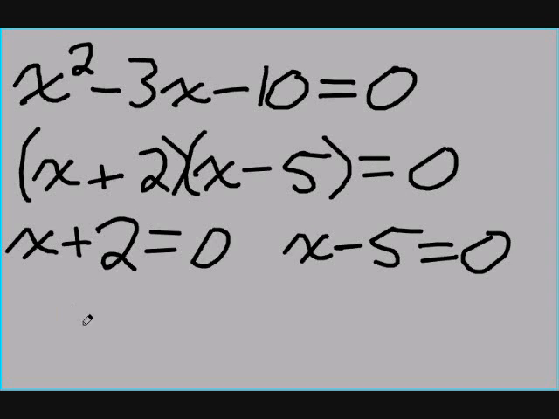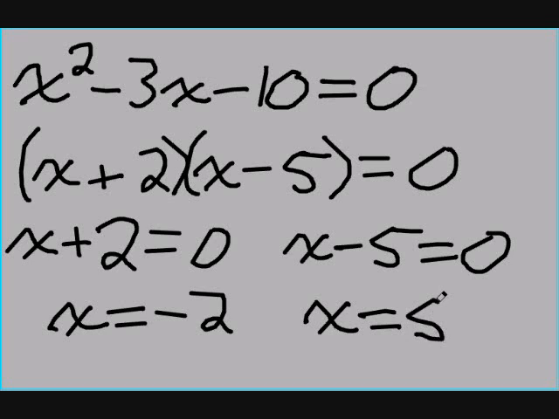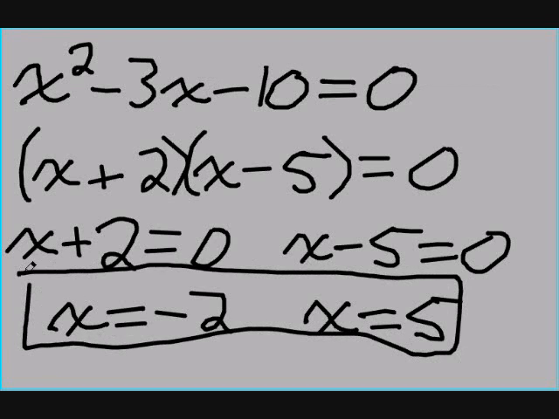And then we can solve over here. You get x, subtract 2 off, you get x equals negative 2. Subtract over here, you get x equals 5. And you can easily plug these in, check they both work. Negative 2 squared is 4. Negative 2 times negative 3 is 6. 4 plus 6 is 10. Minus 10 is 0. 25 minus 15 minus 10 is 0. So our solutions for this equation are negative 2 and 5.